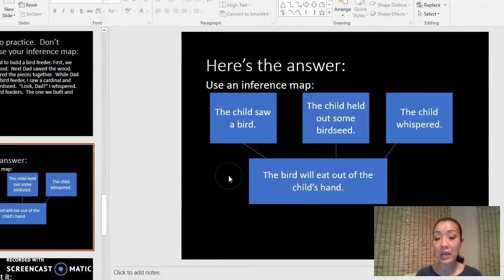Here's the answer. Again, I use an inference map. My first clue, the child saw a bird. My second clue, the child held some bird seed. And my third clue, the child whispered. My conclusion, the bird will eat out of the child's hand.